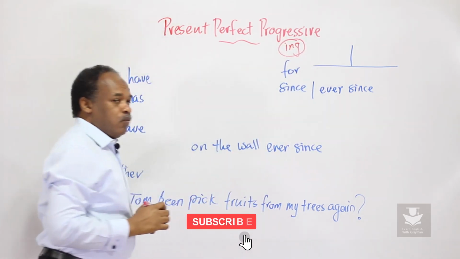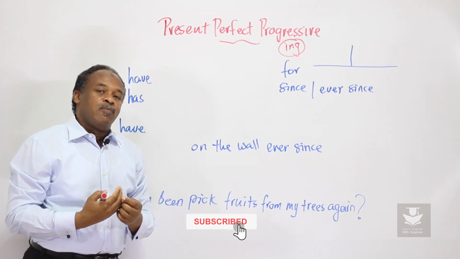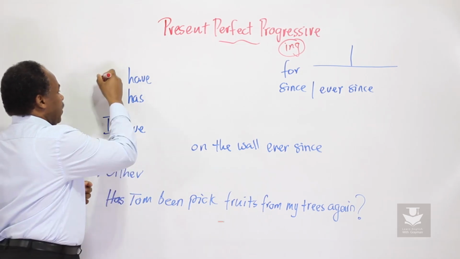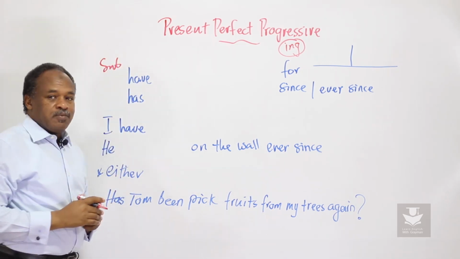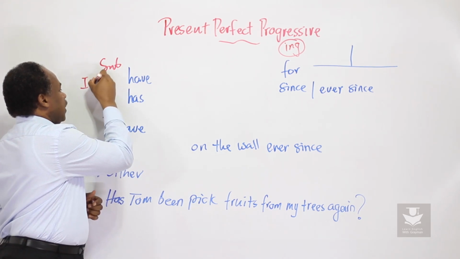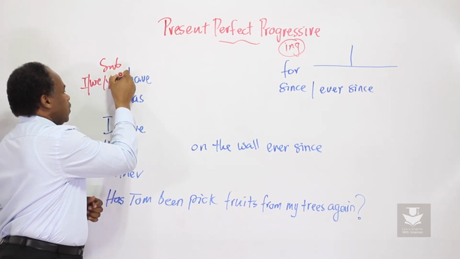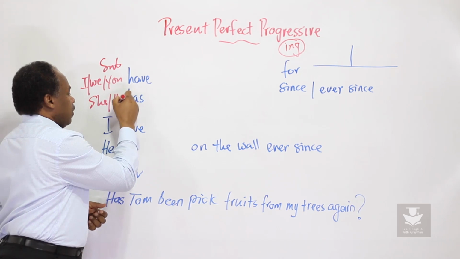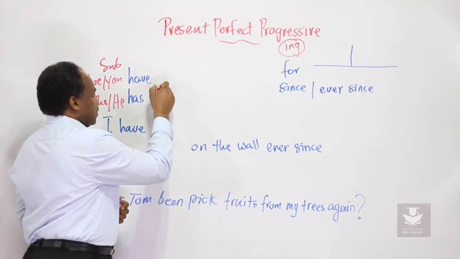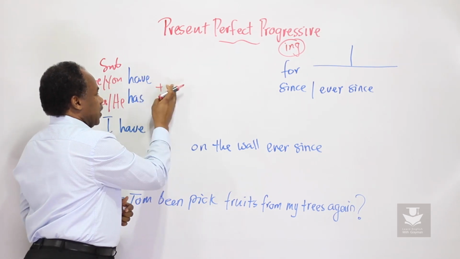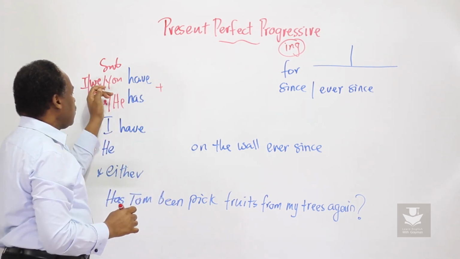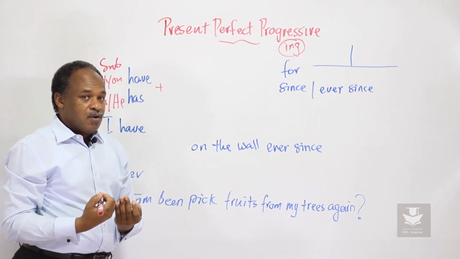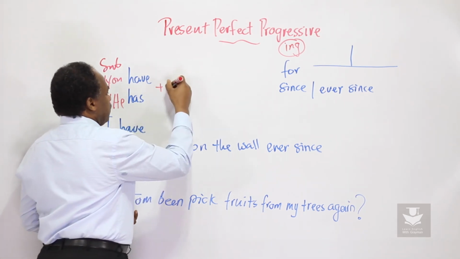Now let's look at how we should form the present perfect progressive tense. We need a subject here, and the subject could be I, we, you, they, she, he, or it. Plus, we're going to add something here. We say, for instance, I have, you have, they have, or she has, he has, or it has. Plus what? Have been.